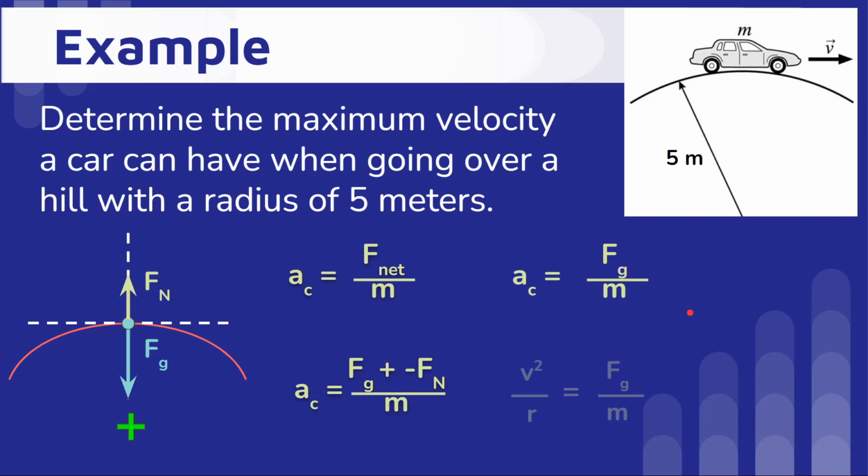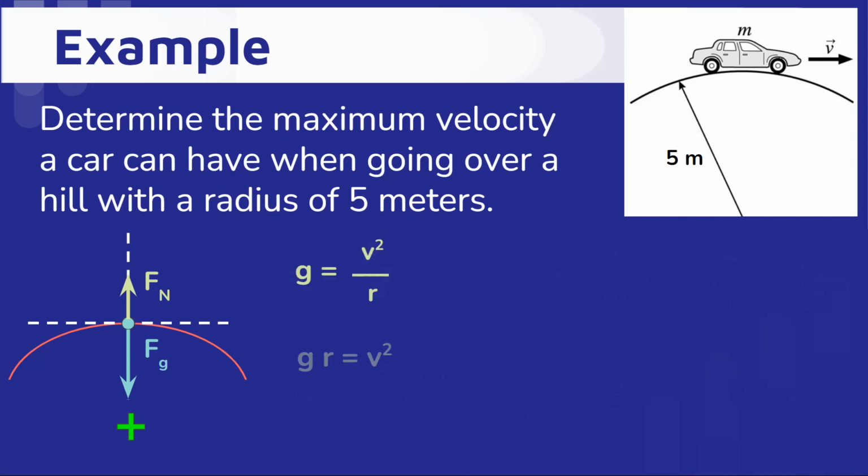And again, I also know that this centripetal acceleration is v squared over r. Again, this should look familiar. We just did this. But I have v squared over r equals Fg over m. And again, I'm trying to isolate that velocity. You're going to recognize the equation because those m's are about to cancel. We're going to multiply both sides by r. Okay, and we're going to get v equals square root of g times r.